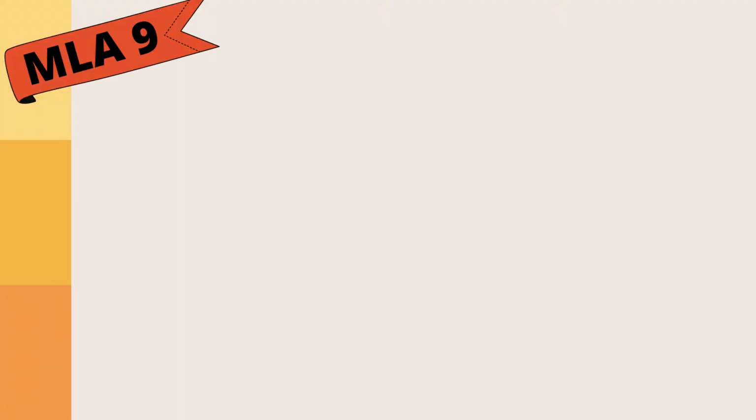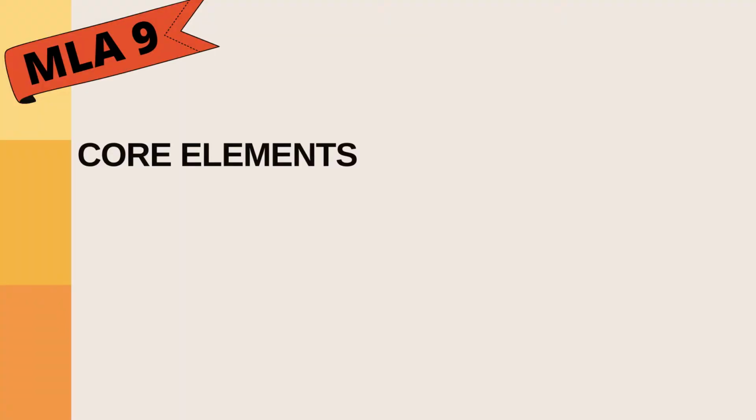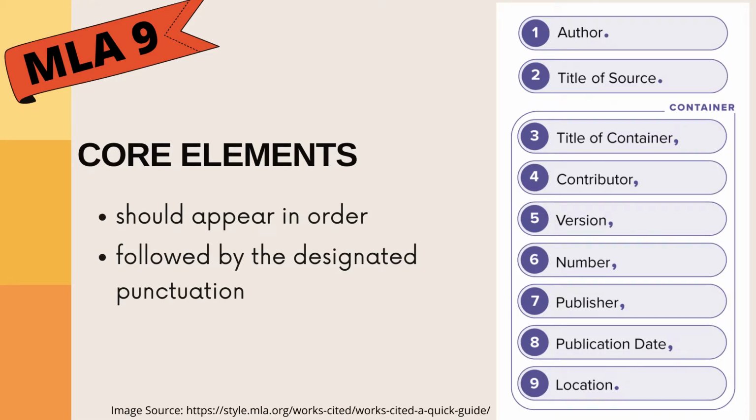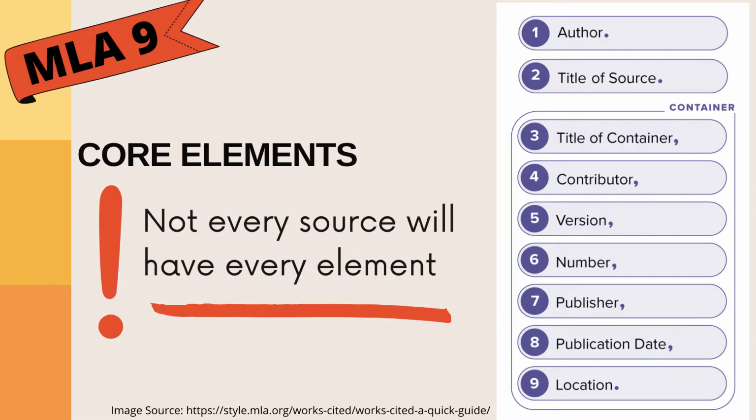When preparing to write your citation entries, MLA 9 tells us to consider an item's core elements. The core elements should appear in order, followed by the designated punctuation. For MLA 9, the core elements are as follows: author, title of source, title of container, other contributors, version, number, publisher, publication date, and location. Not every source will have every element.